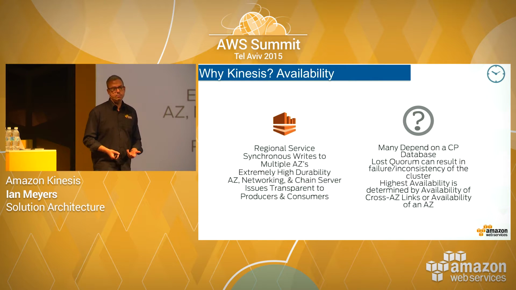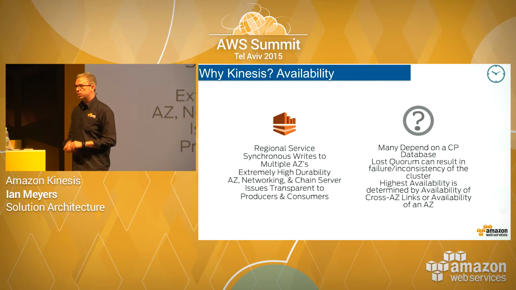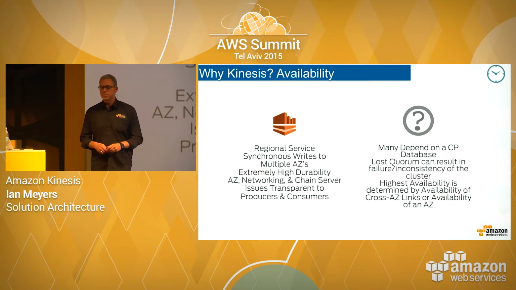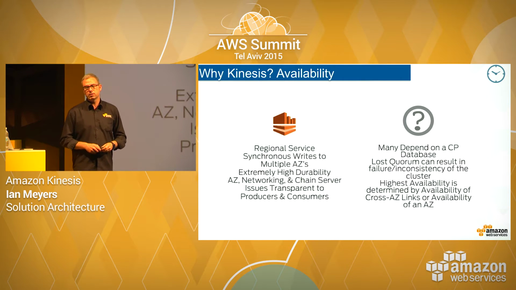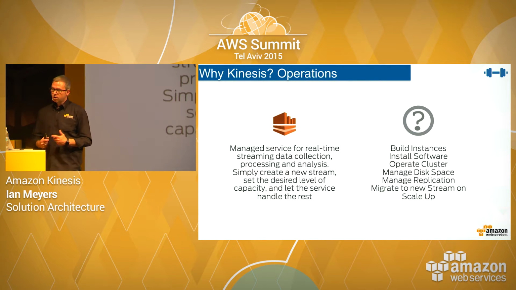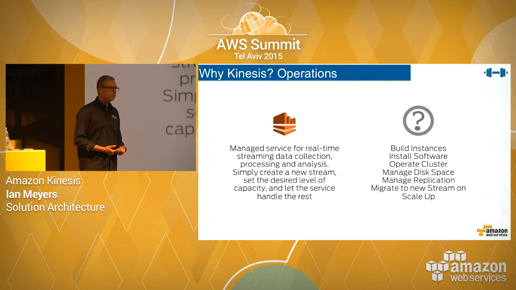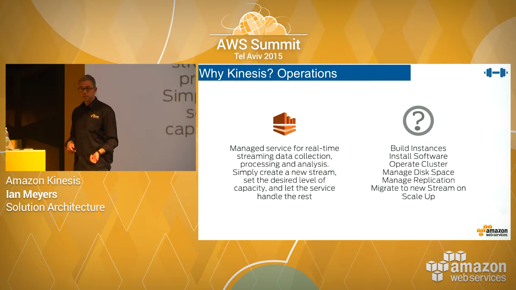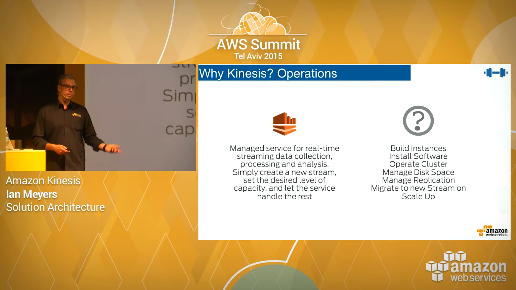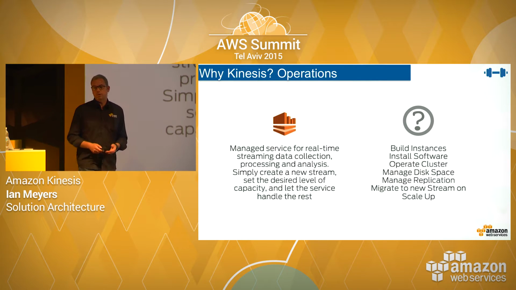Your availability then becomes either only as good as a single availability zone or as good as the interconnect between them. Whereas with Kinesis, because we're always implementing 3 separate storage facilities, we can survive an AZ loss without any interruption of service. Also, from an ops perspective, with Kinesis, you provision the stream, and if you want to add and remove capacity, it's a single request. Whereas when you roll this yourself, you have to build the instance, install the software and configure it. You have to think about managing disk space and compaction. You have to manage the replication yourself. And it's a very big job.